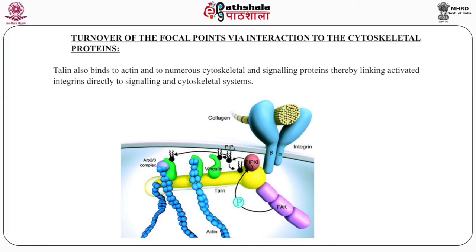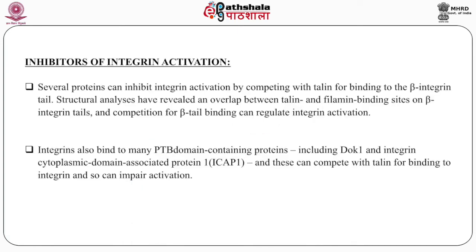Now, the last mode by which integrin crosstalks with ECM is the turnover of the focal points via interaction to the cytoskeletal proteins. Talin also binds to actin and to numerous cytoskeletal and signaling proteins, thereby linking activated integrins directly to signaling and cytoskeletal systems. Now, there are several inhibitors of integrin activation also. Several proteins can inhibit integrin activation by competing with talin for binding to the cytoplasmic tail.